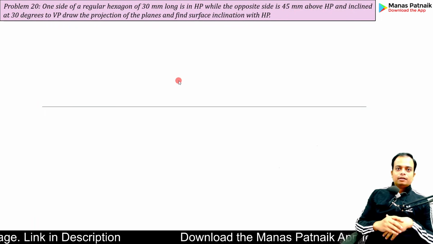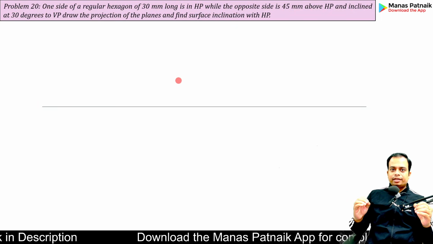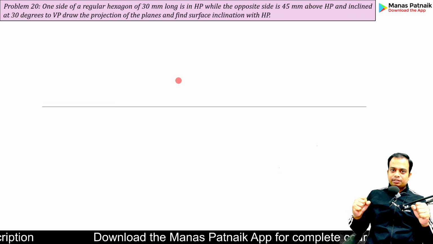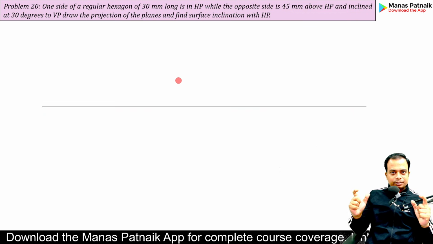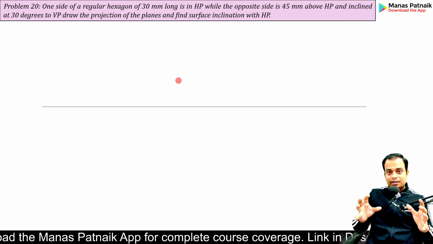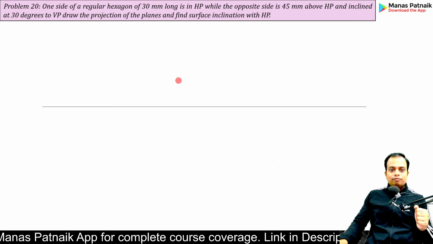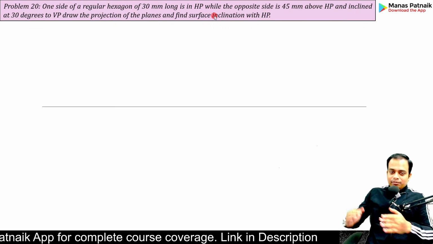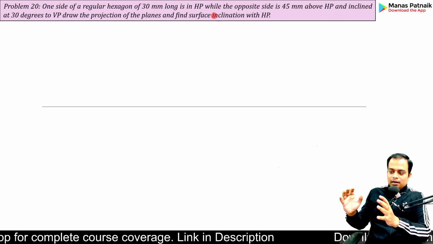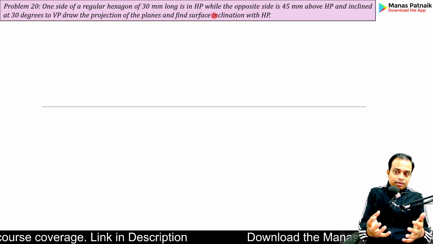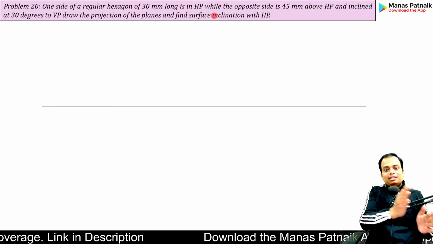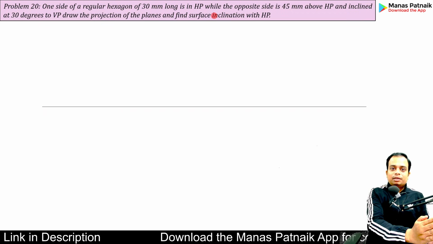Good evening, everyone. The problem that we are going to discuss today is based on the topic of projection of planes. And here we are dealing with a hexagonal plane surface. So first of all, we are going to extract details or data from the description. Then we'll head over to AutoCAD. I'll demonstrate how the object has been kept with respect to HP and VP and how it would look in all the three steps. Step 1, step 2, step 3.